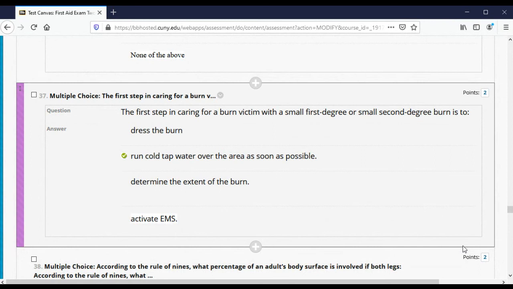The first step in caring for a burn victim with a small first degree or small second degree burn is to run cold tap water over the area as soon as possible. Now remember, it says small burn. If the person is burned over a great percentage of their body, you actually don't want to run cold water over them. Rule of thumb may be 10% or more. Then you're going to put this person in hypothermia. But if it's just a little area like the hand or the finger or the foot, cold tap water running over the burn draws heat away and helps prevent further damage.